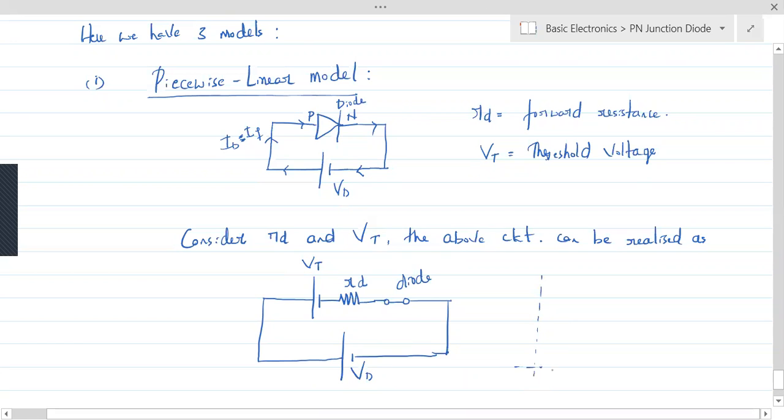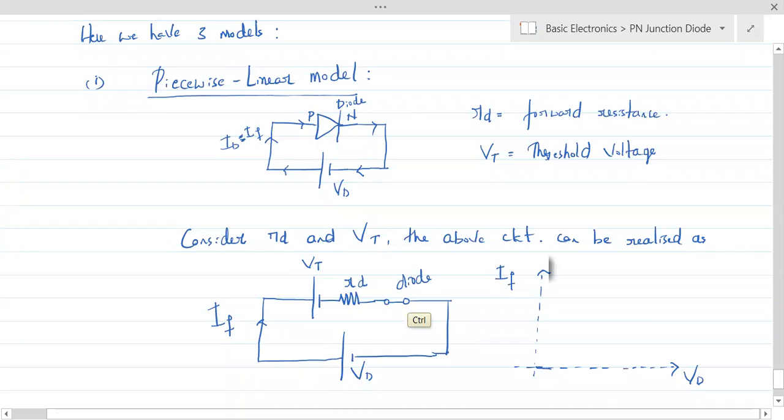So how does this look like now? If you come to the VI characteristics, how does it look like? See here, initially it is 0. This is VD being applied. Now this is IF, because it is the forward biased current. So let us call this IF in particular, not the diode current in general. When this VD is applied, it has to become equal to VT for this current to flow. Till this VD becomes equal to VT, the current will not flow.